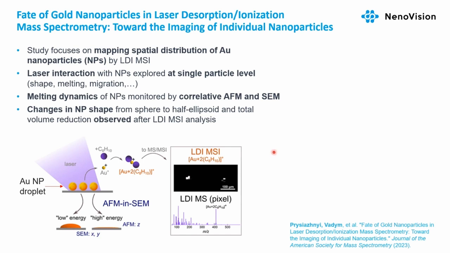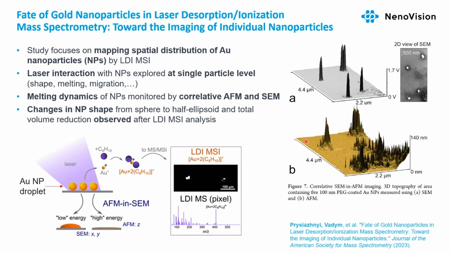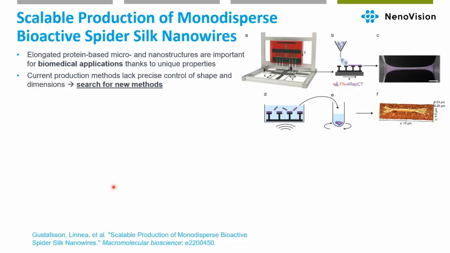Why did they need AFM in SEM? Because for them this was crucial to understand the dynamics of the melting and changing of the individual nanoparticles. So with that, they could localize it by the SEM, and then we have provided a full range of data about the different shapes and topography of the nanoparticles illuminated by the laser. Read the paper, very nice, and I believe important work for this field.